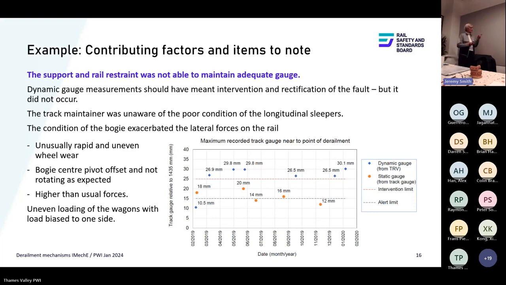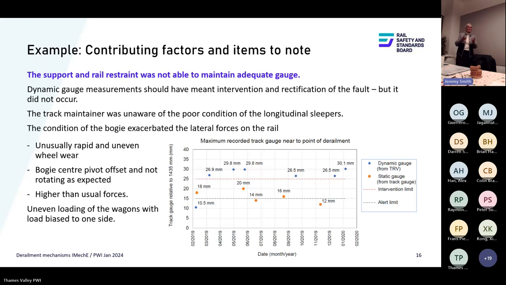The bogey centre pivot wasn't quite as it should have been. It was a bit offset. It's all in the RAIB report. I'll see a few puzzled faces, but where the bogey rotates under the body, it's a cup and cone, a bit like that dish on the table with something sitting in it from the body. So it rotates underneath. And it wasn't quite lined up so that it had worn in a funny way. And it was probably not rotating as freely as it might and producing higher than usual forces.